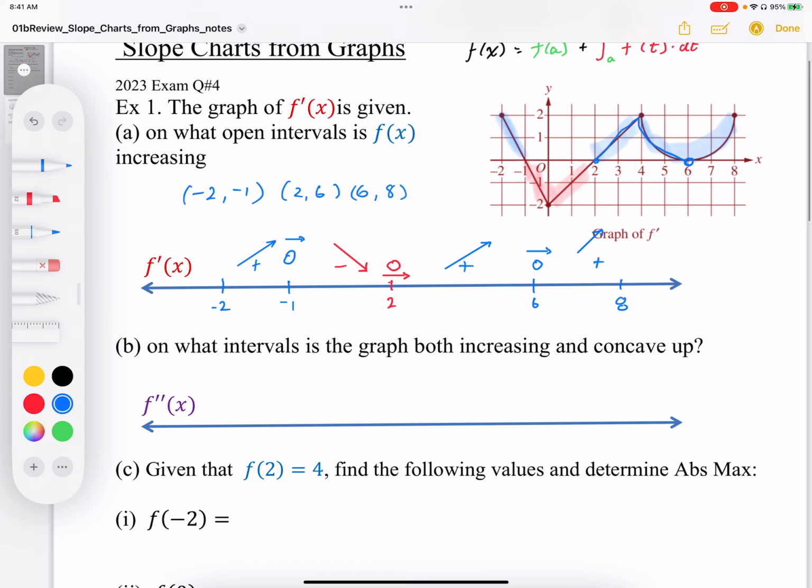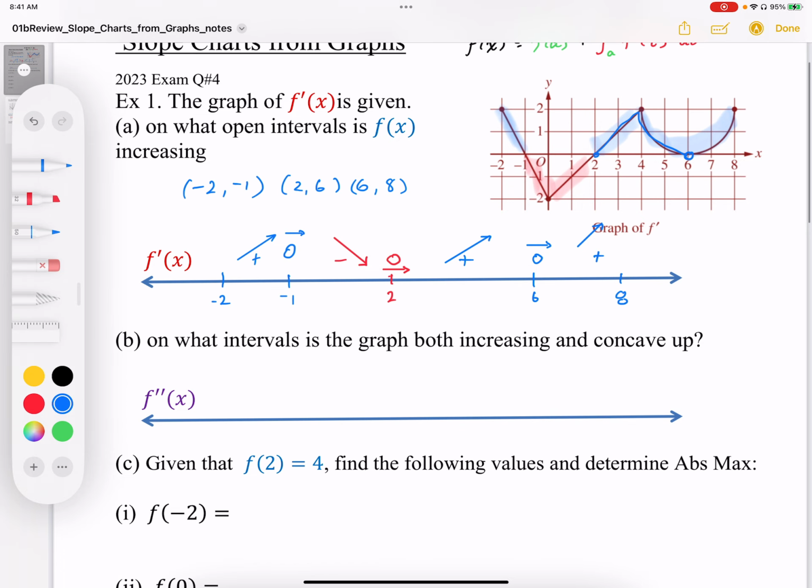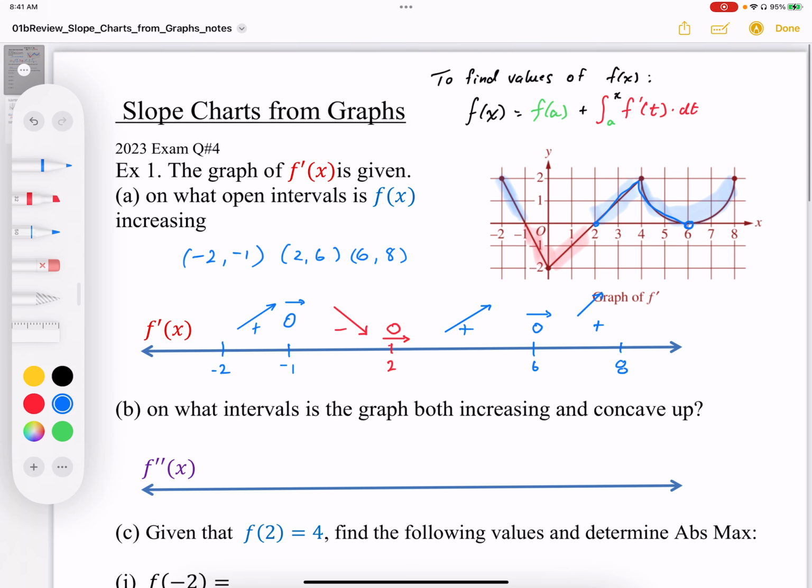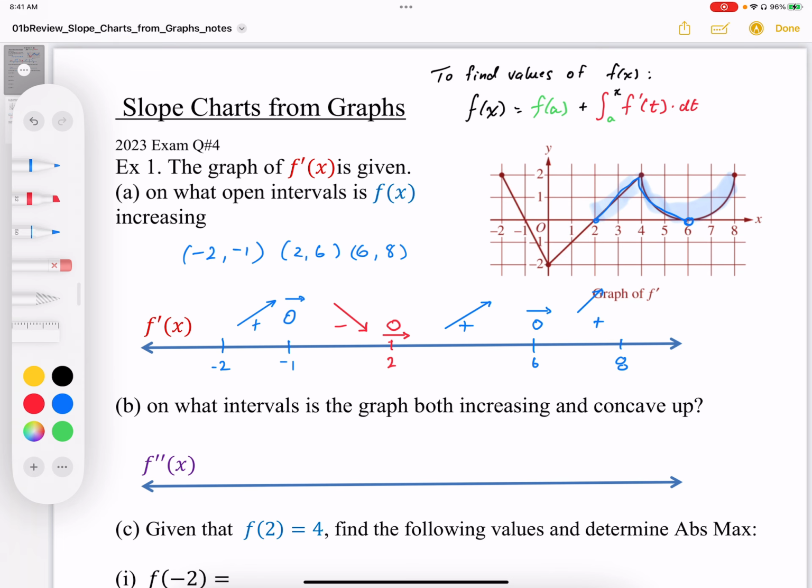For part B, it says, on what intervals is the graph both increasing and concave up? So we've got the increasing part, so we just have to figure out concavity. When we're talking about concavity, we're talking about where the derivative is sloping up or down, or the change of the derivative. The change of the derivative is the second derivative, and that indicates concavity. Okay, so where does it change concavity? Well, we have to look at where the graph is sloping down.